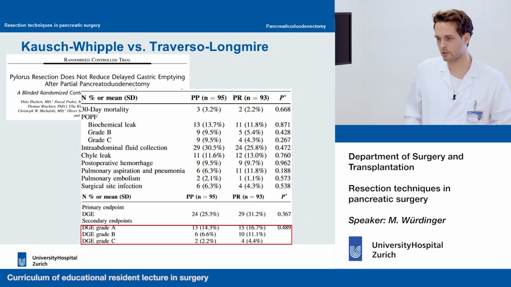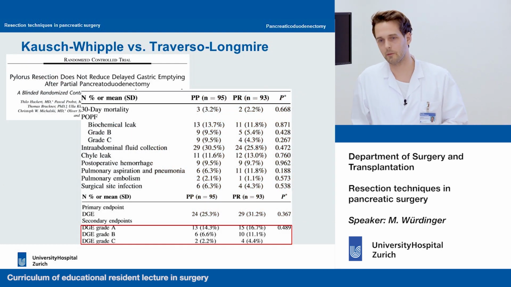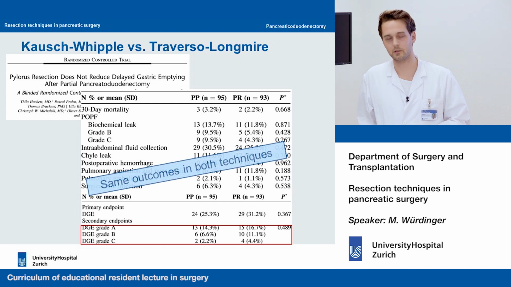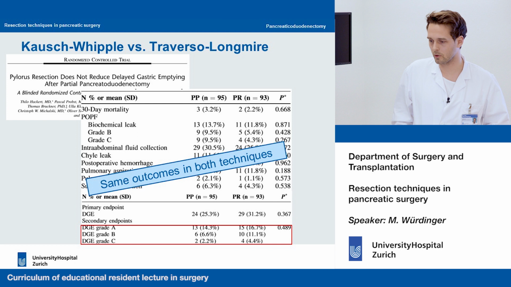So the question is, or was for a long time, which one is better, the Kausch-Whipple operation or the Traverso-Longmire operation? And this is a study from last year. It is an RCT from Heidelberg. And they showed that there is no difference in outcomes in both procedures, even not in risk for delayed gastric emptying, which was meant before to be lower in pylorus resection.